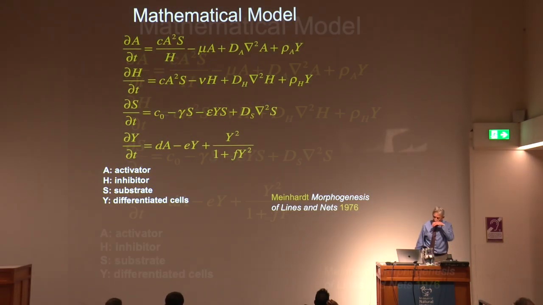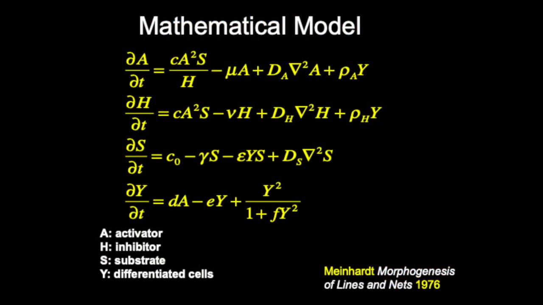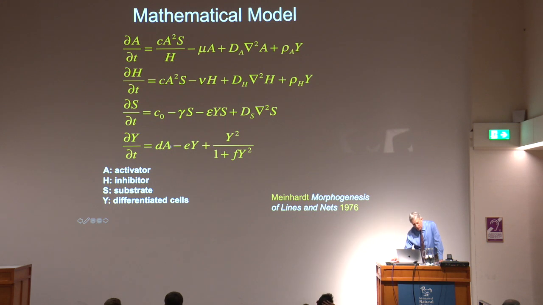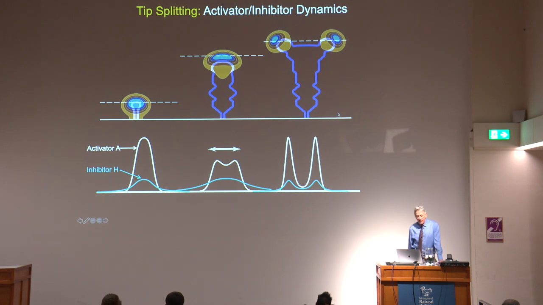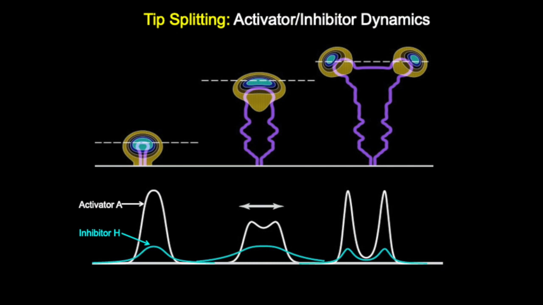So we thought, well, maybe we can do better. We went to an old model, 40 years old, by Meinhardt, which postulates an activator chemical, an inhibitor chemical, a substrate chemical, and a marker for cell commitment. We simulated this model, and tip splitting, and also the other two, which I don't have time to tell you about, but all three modes emerge from that differential equation model with no genes at all.